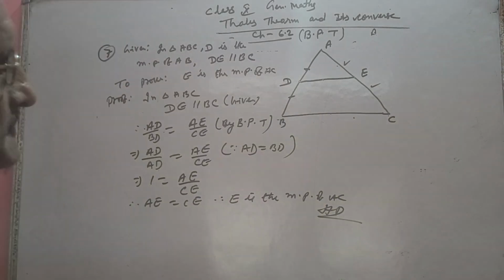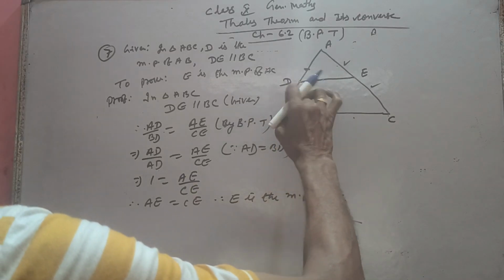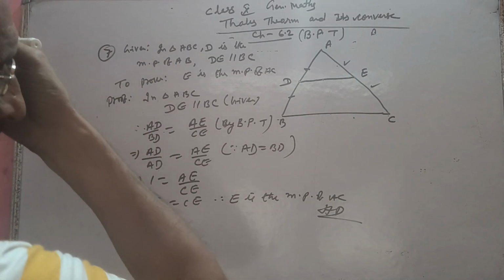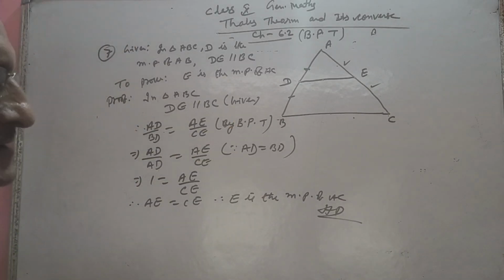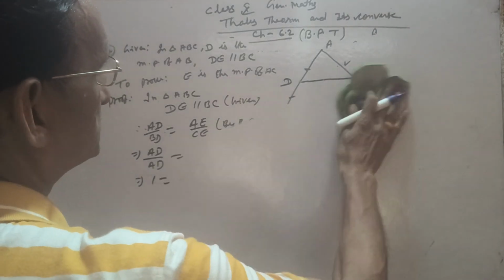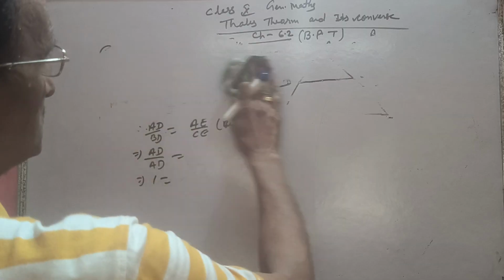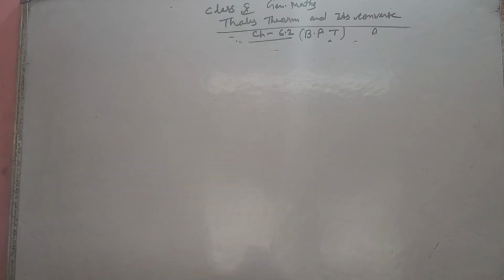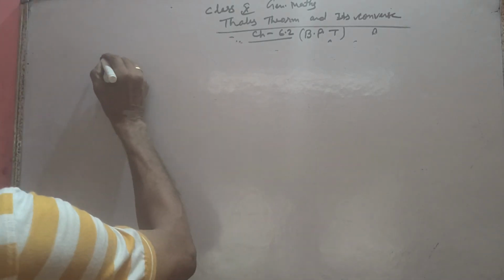Understood? This is not difficult. D the midpoint of AB is given and DE parallel to BC is given, then E will be the midpoint of AC. That was the converse of the midpoint theorem. But now, using the basic proportionality theorem, it can be proved easily. Then the original midpoint theorem also can be proved, and they have given it in question number 8.